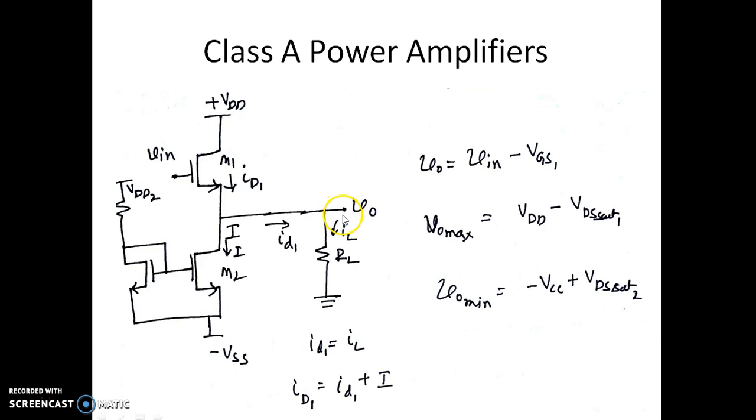How do we find out the output voltage? As you can see here, this is VGS1. So the output voltage is nothing but the input voltage minus VGS1. Since VGS1 is small compared to Vin, we can almost think that the output voltage is close to the input voltage.